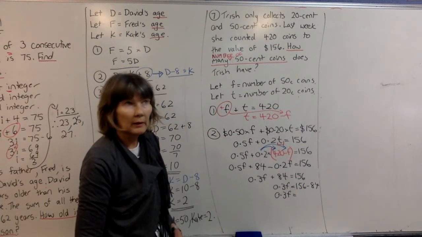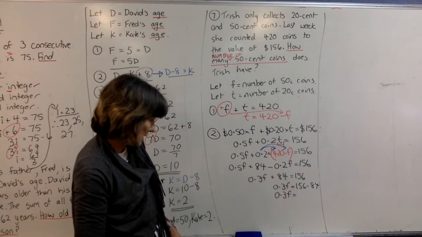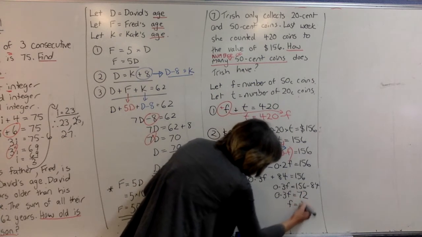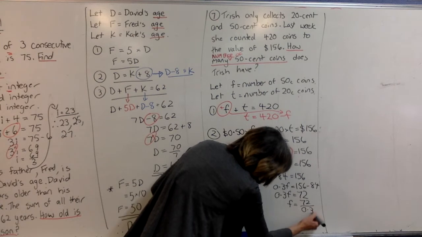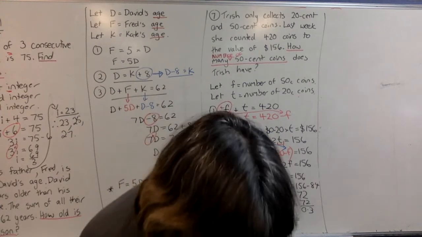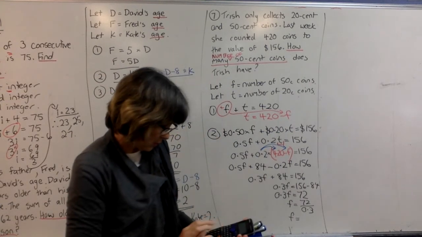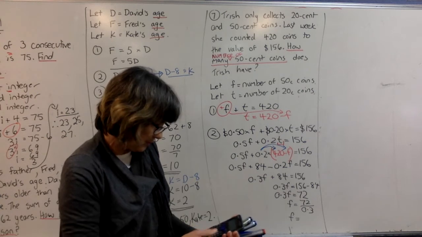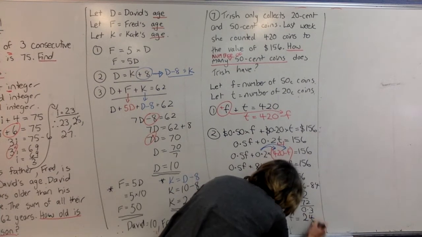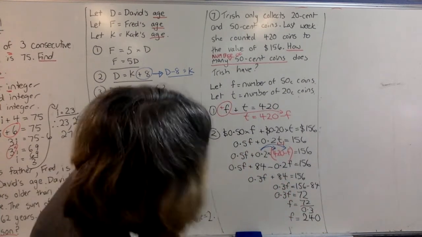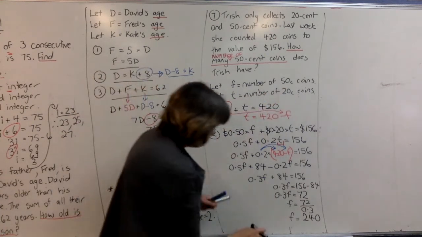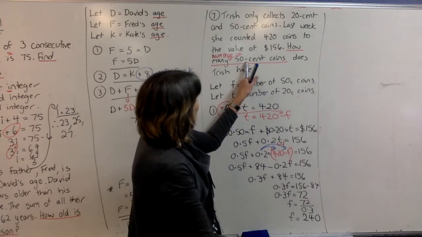What have we got there? 156 minus 84 is 72. Right, get rid of your 0.3 by dividing by it. And then go to your calculator. So let's see what we've got. Put in your fraction key. 72 on the top, down arrow, 0.3 on the bottom. 240. And let's have a look at what we've done here. So we've ended up with f equals 240. F was the number of 50-cent coins, so we have 240 50-cent coins, which is what they wanted.